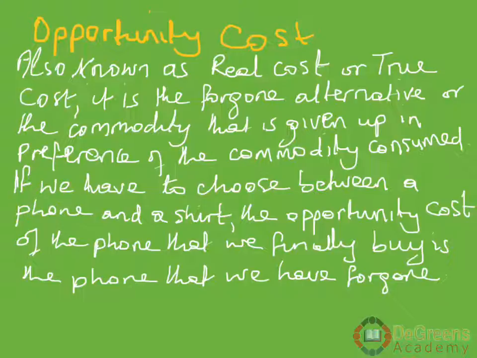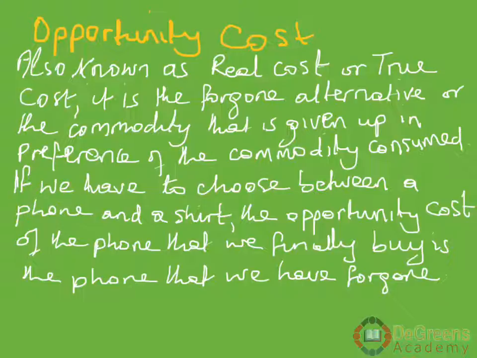So that is why the theory of opportunity cost comes up. The opportunity cost is also known as the real cost or the true cost of what has been forgone, which is also known as the foregone alternative. There's the cost of the foregone alternative. So the opportunity cost is the commodity that is given up in preference to the commodity consumed.